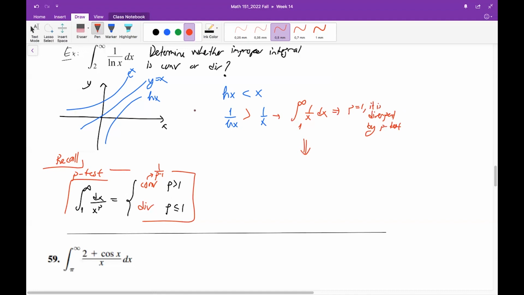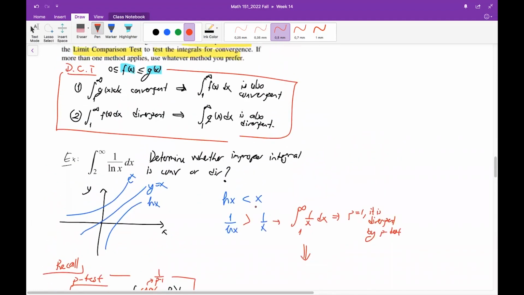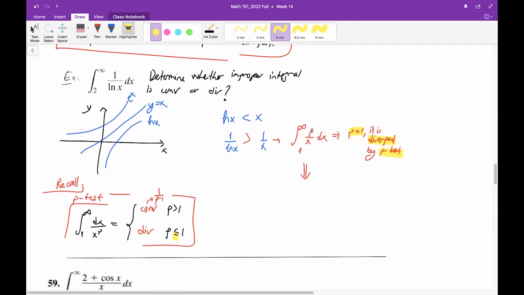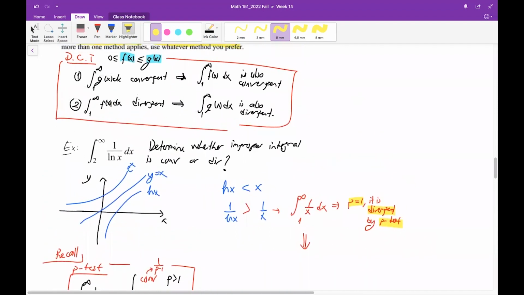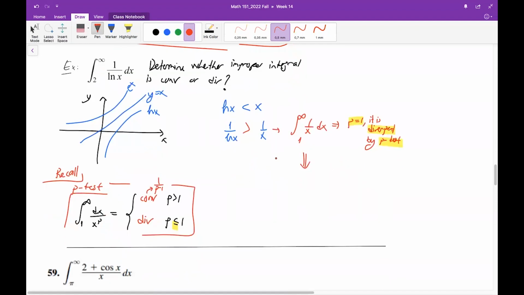So now I will use the direct comparison test to give the result. The function with the smaller values is already divergent. We obtain this conclusion by using the p-test where p is 1. So since p is 1, it is divergent. So if the function with the smaller values is divergent, then by the direct comparison test, the improper integral with the bigger function should also be divergent too, okay?